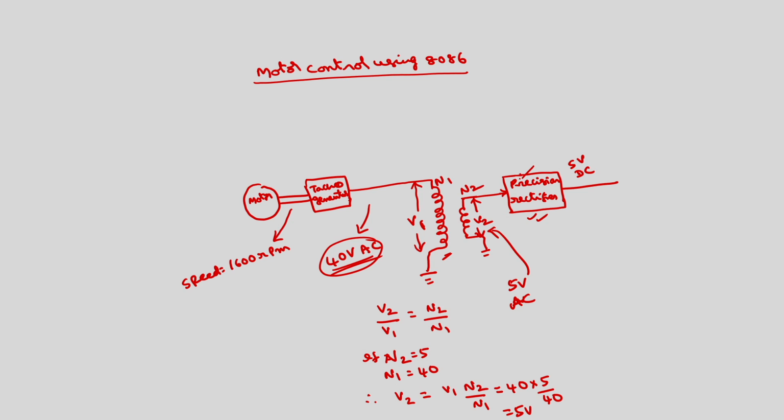The name precision comes from using the op amp, operational amplifier; then it is called a precision rectifier. Without an operational amplifier, you can also construct this rectifier using just simple diodes, and that is called just a rectifier. If you use op amps, it is called a precision rectifier.